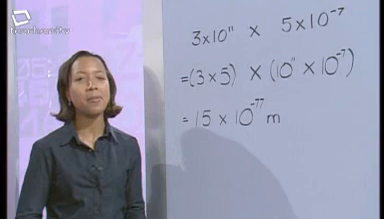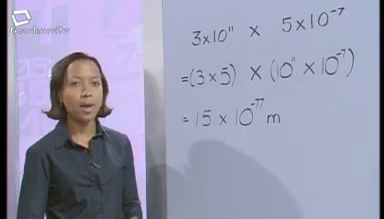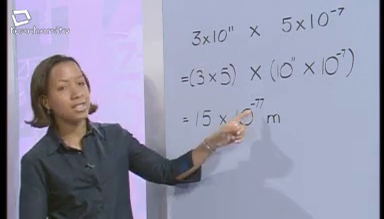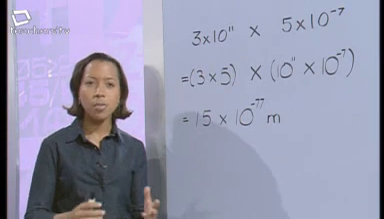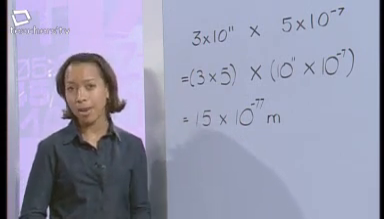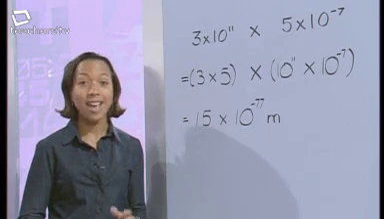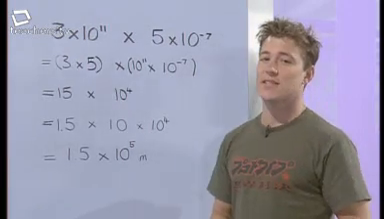OK, the game's up. My working out should be trashed. My first mistake was to multiply the powers of 10 together to give −77 instead of adding them together to give 4. It's a common mistake, so make sure you don't get caught out. And remember, when you're multiplying powers of 10 together, the rule is to add the powers.